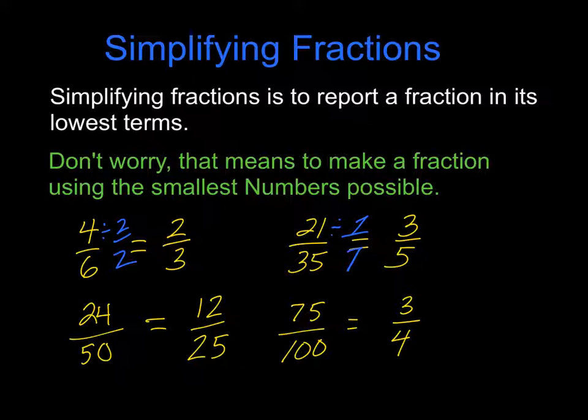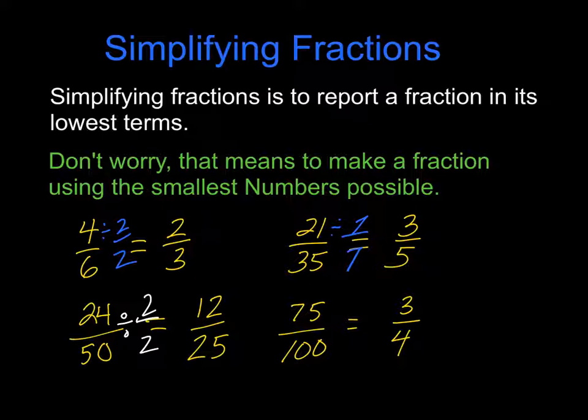For our next fraction, I have 24 over 50. I know that they're both even, so that means I can at least divide by 2. So I divide it by 2 over 2. I divide the numerator and the denominator by the same thing. And half of 24 is 12, and half of 50 is 25.